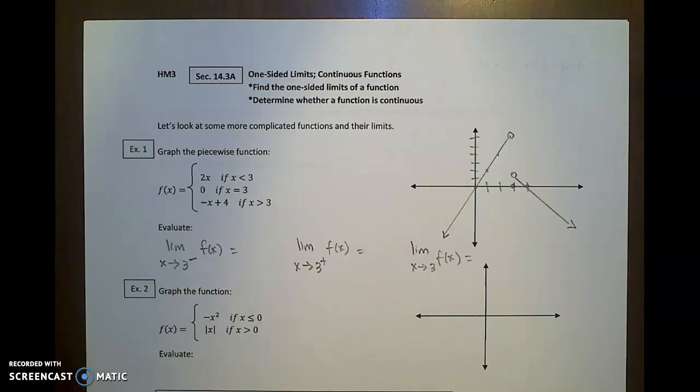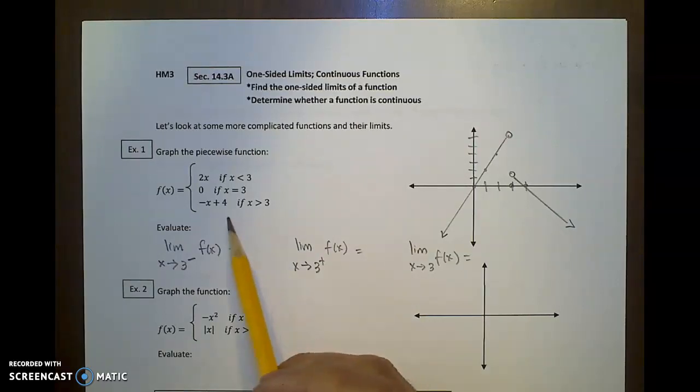We are moving on to section 14.3. This is going to be part 1. We are looking at now one-sided limits and also limits for continuous functions. We're first going to look at example number 1, which is a piecewise function.